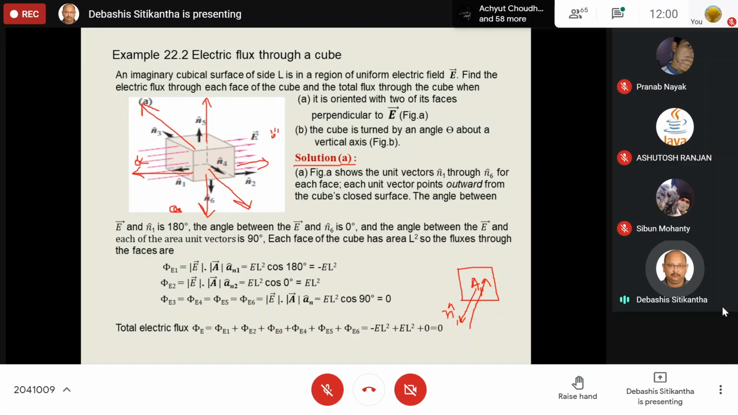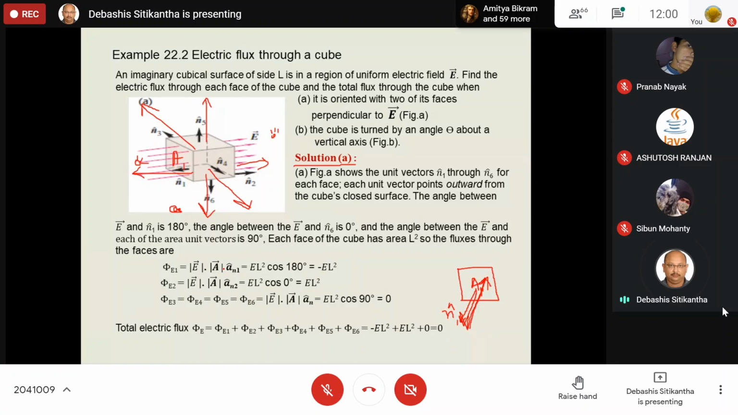In area A1, your unit vector is in this direction, whereas your electric field is moving inside it. What will be the angle between them? It will be obviously 180 degrees because both are anti-parallel. So E, that is your electric field magnitude, and A is how much? Since it is a cube with side L, it will be L square. So minus EL square.